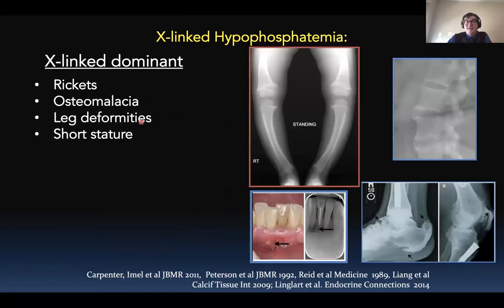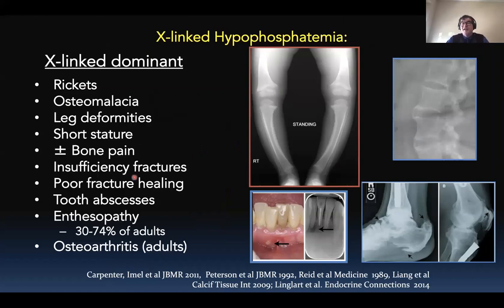In children, XLH really looks a lot like nutritional rickets in terms of its manifestations of rickets and osteomalacia and leg deformities. But it's got the disadvantage in that you can pretty easily cure nutritional rickets, but with XLH, you have the problem for your lifetime. And there are some additional features that continue to be a problem as they get into adulthood.